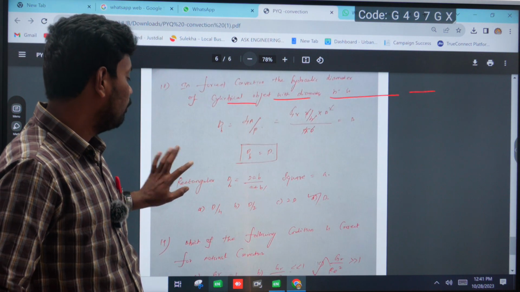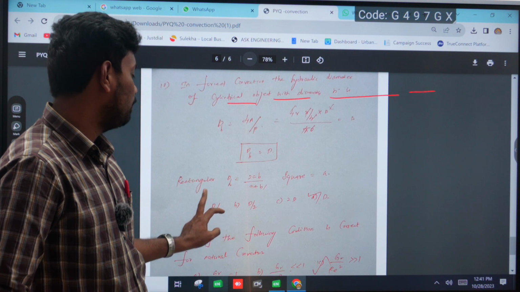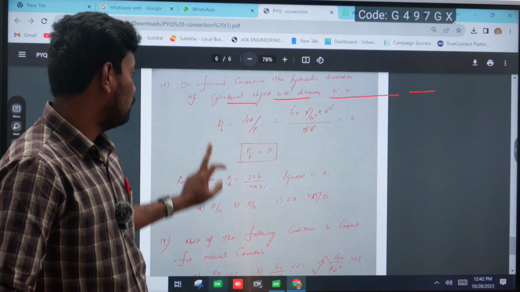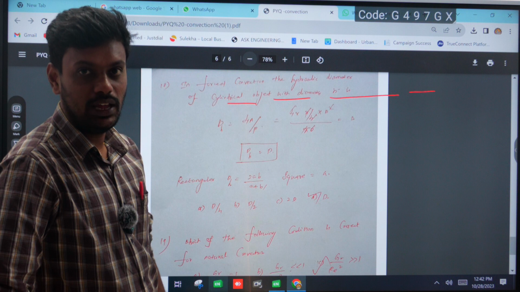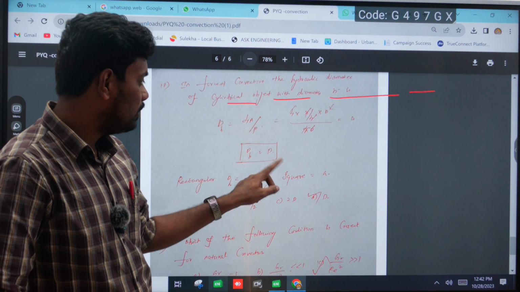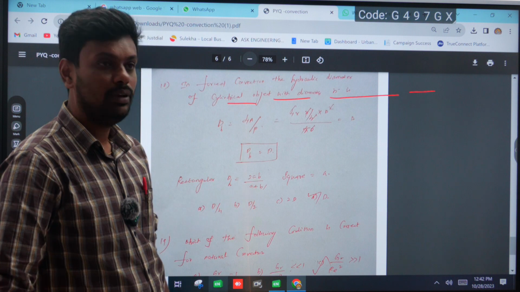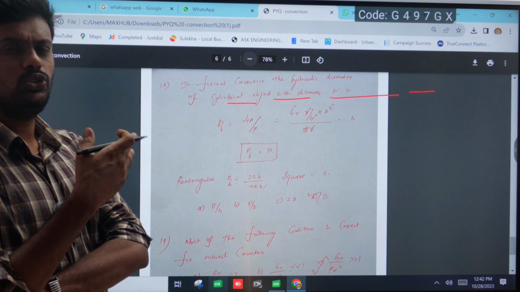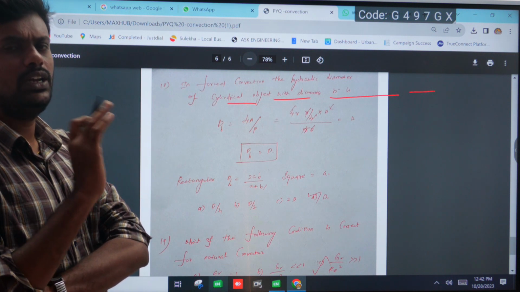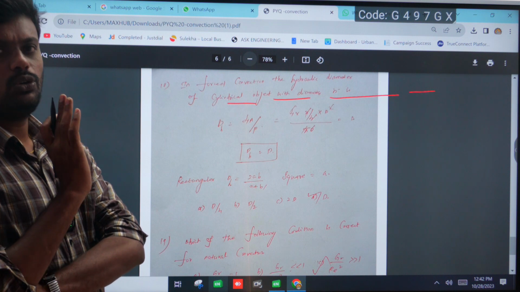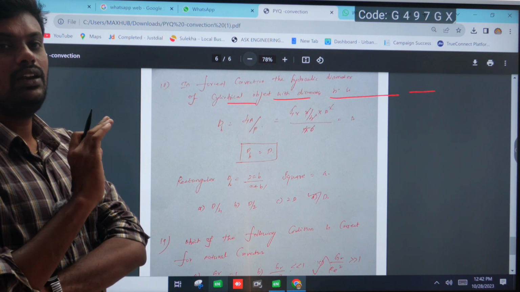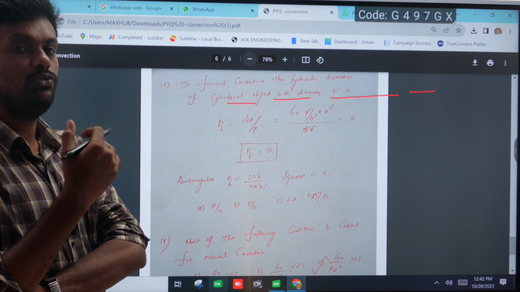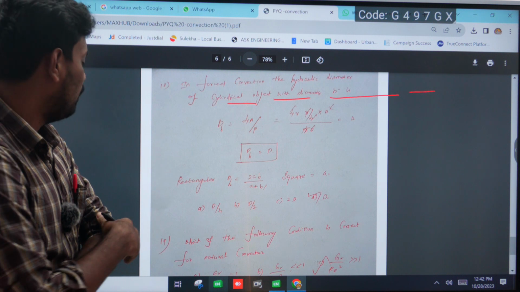For square, the hydraulic diameter Dh is a, and for rectangular, it is 2ab by a plus b. So the hydraulic diameter for cylinder is d, for square is a, and for rectangle is 2ab by a plus b. It is a kind of semester based problem, in which you have to solve 2-3 pages. The first step is to find the hydraulic diameter, but in our question they will ask only the formula for hydraulic diameter calculation. What is the formula to find the hydraulic diameter in case of forced convection? This is the formula for forced convection.